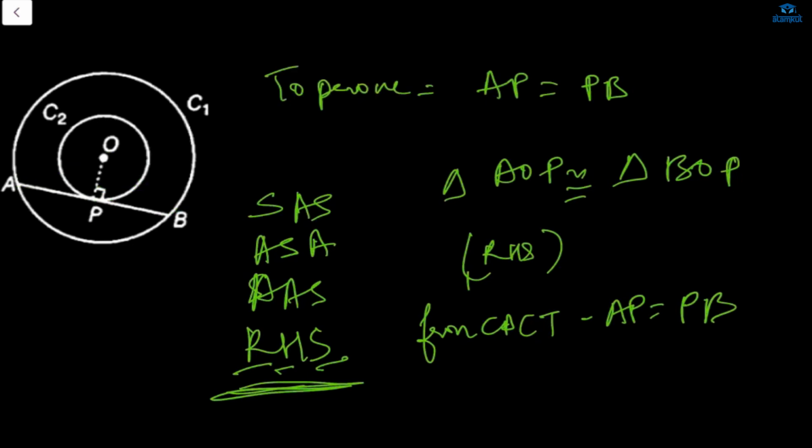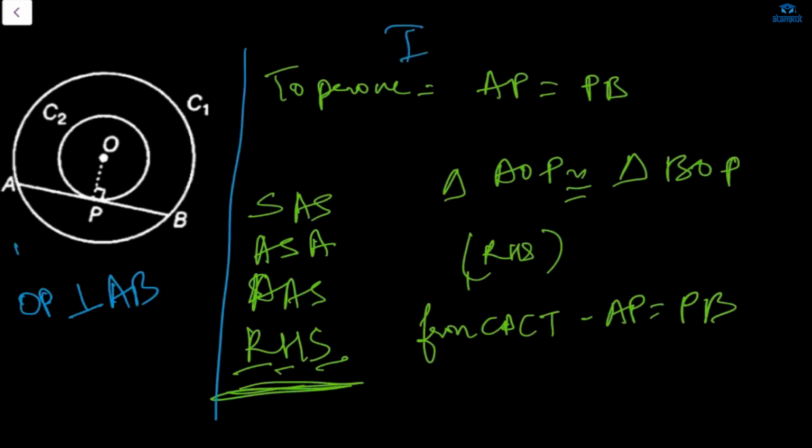We know that chord AB is touching the circle at C2, so this is the tangent. We also know that the tangent at any point of the circle is perpendicular to the radius through the point of contact. That means OP is perpendicular to AB. This is one method, and this is your second method.